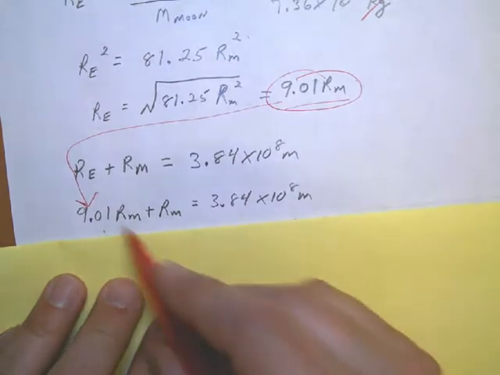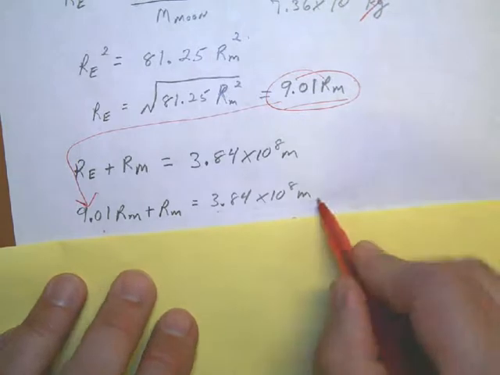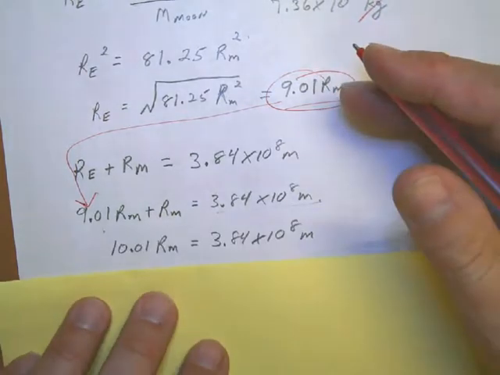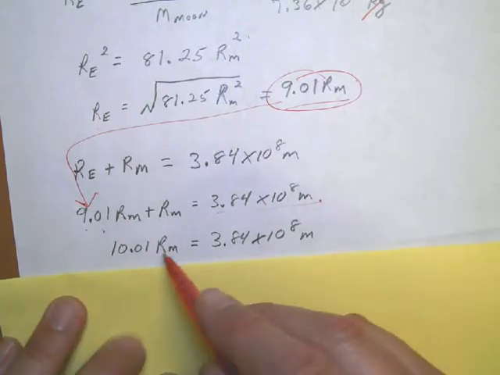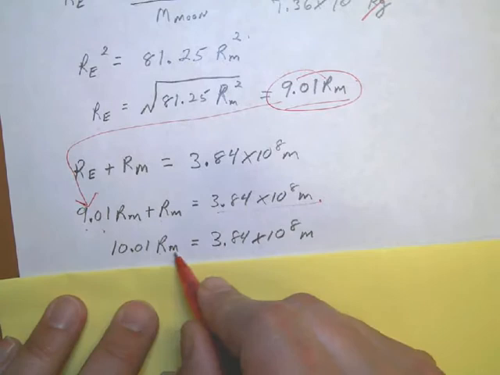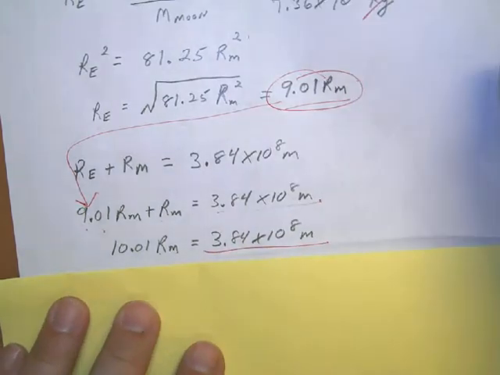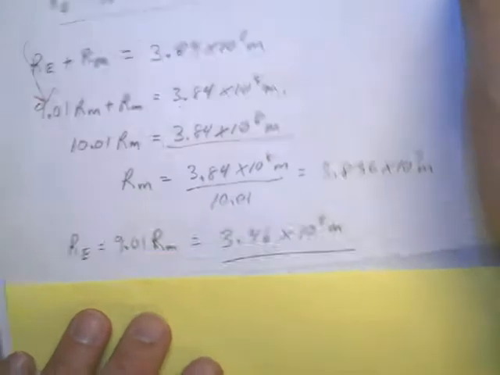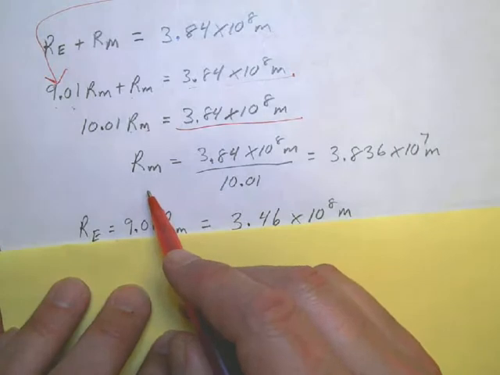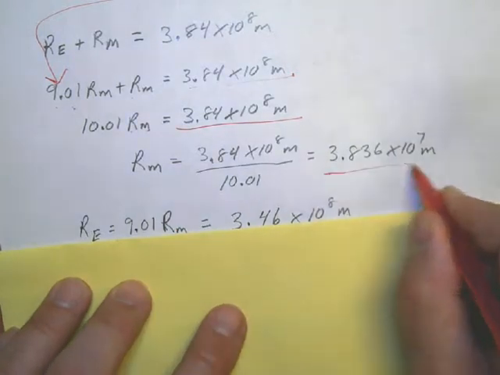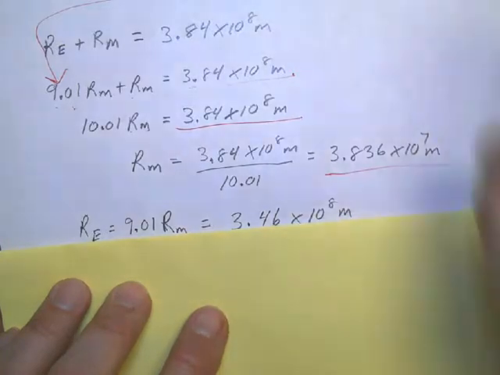So this number, 9.01 times the distance to the Moon plus the distance to the Moon, equals that distance, or 9.01 plus 1, r_m, means it's 10.01 times the distance to the Moon equals that number from the front sheet. So I figured out the math here. That means the distance from the object to the Moon is 3.836 times 10 to the 7th meters.